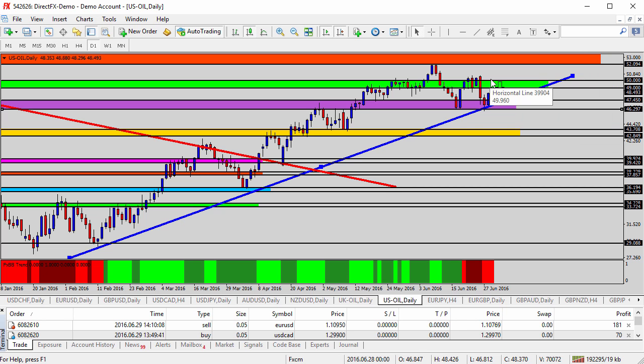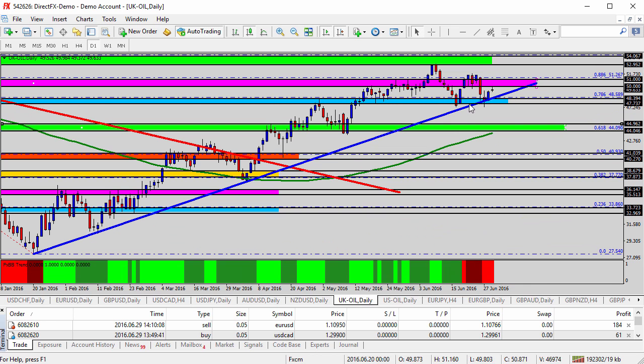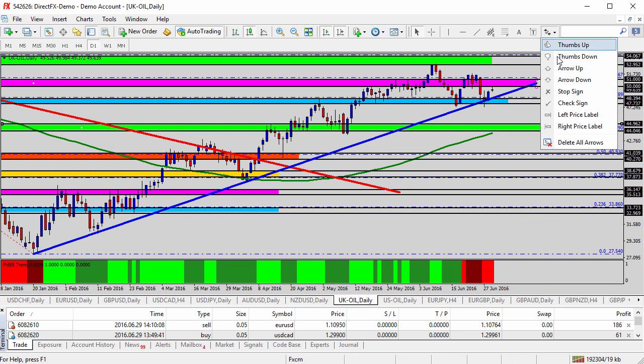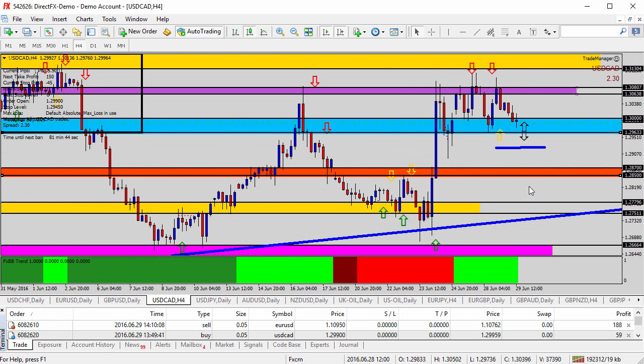If this holds as resistance and oil prices fall, then we typically will see the USDCAD go back up. Even if you look at the UK oil chart, we're running into resistance at this pink shaded area right around the 50 level. So we need oil to continue to find resistance and fall back down. That would give us some boost for the USDCAD to go back up again today.